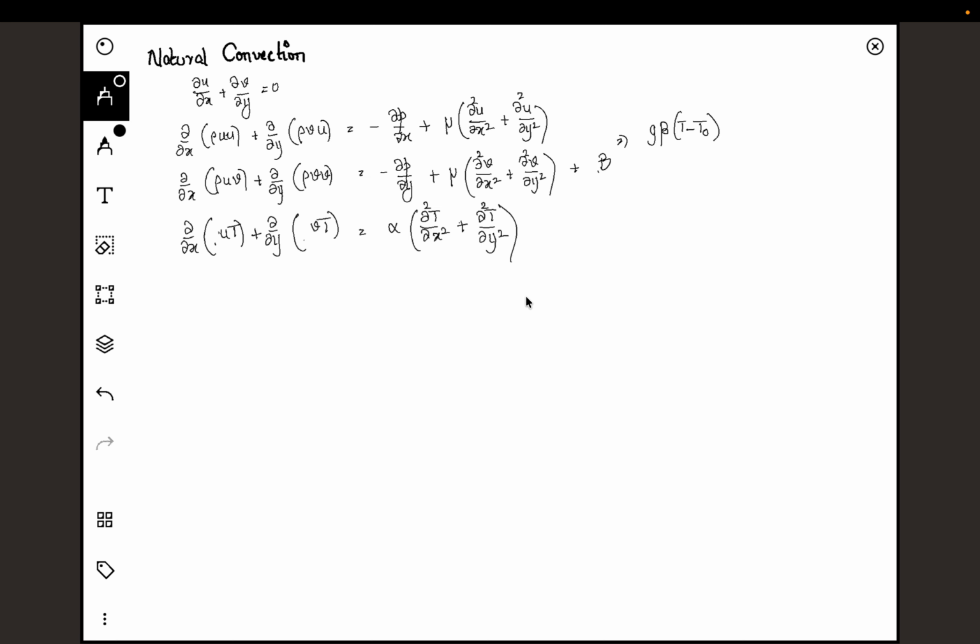So now we'll have one more equation. What will change in SIMPLE? If you want to implement SIMPLE for this algorithm, when you have one more additional transport variable, instead of temperature it can be phi or any other transport variable that you're trying to solve for. And then you also have coupling between these two quantities.